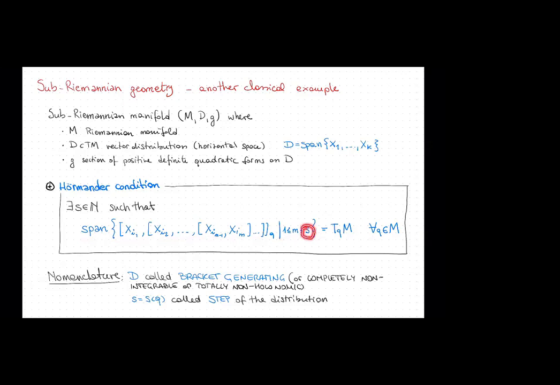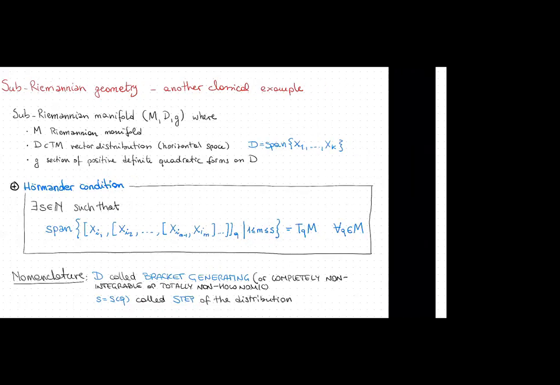The number of commutators that you need, that is what's called the step of the distribution. So a distribution of step 1 doesn't need any commutators. A distribution of step 2 needs 1 commutator, and so on and so forth.